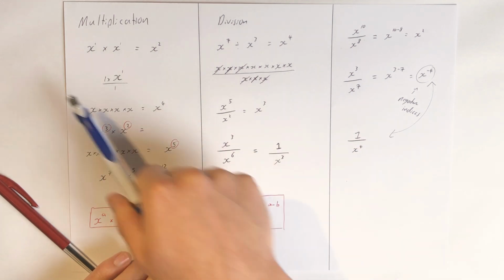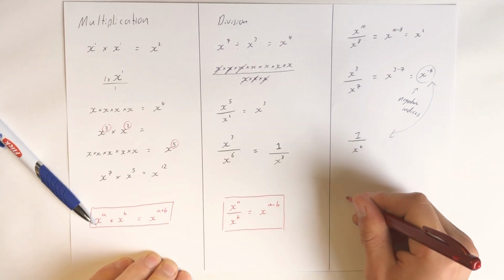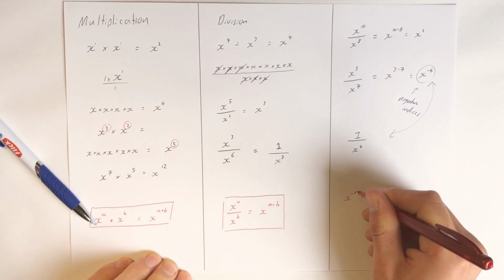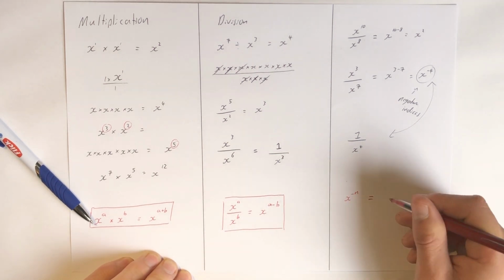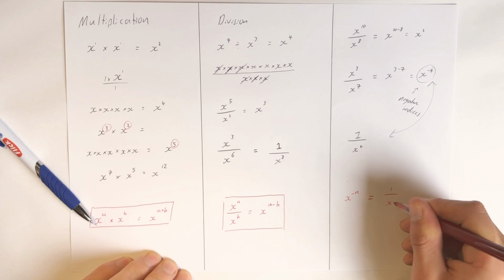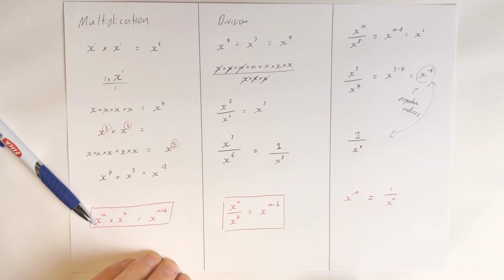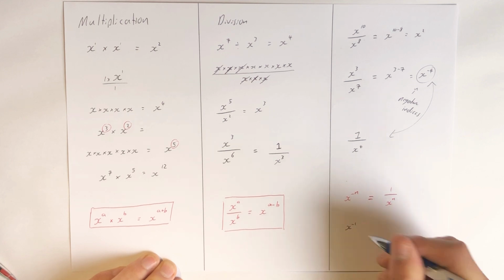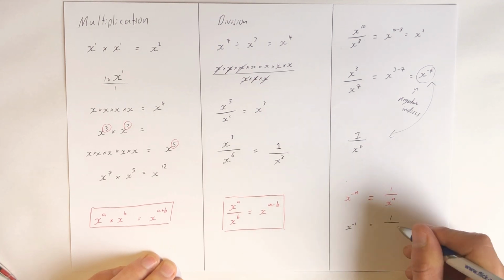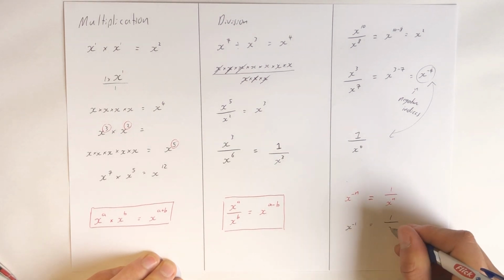So this is our other rule, that if I have x to any negative power, well, that is the same as 1 over x to that power. And so a couple examples of that would be x to the negative 1 is just 1 over x to the positive power.